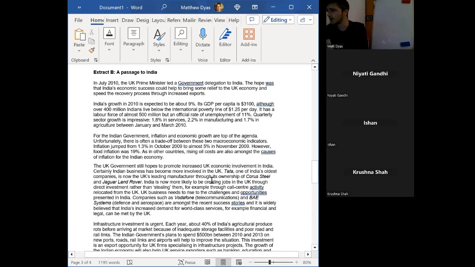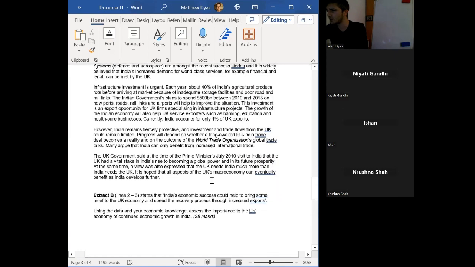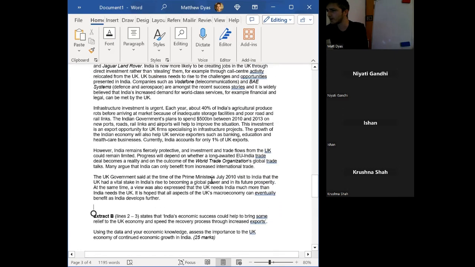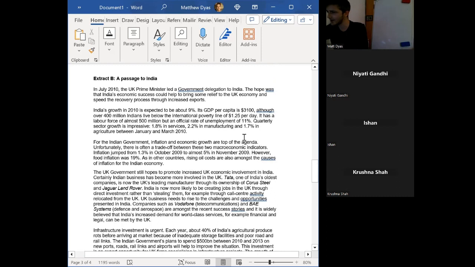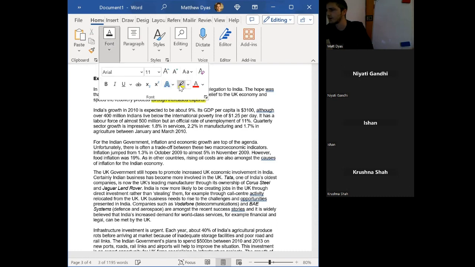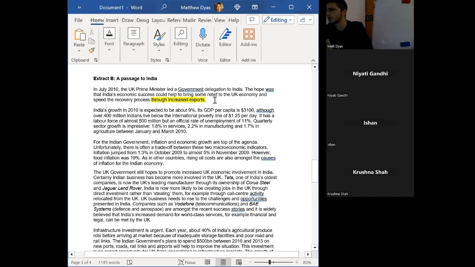So we are looking for any clues about how the UK might benefit from Indian growth or might lose out from Indian growth. Never mind. Later. I'm getting ahead of myself. So okay. So we see in July 2010, UK Prime Minister led a government delegation to India. The hope was that India's economic success could help bring some relief to the UK economy, speed the recovery process through increased exports. Immediately taking that. So if India grows, India's economic success could mean we increase exports.